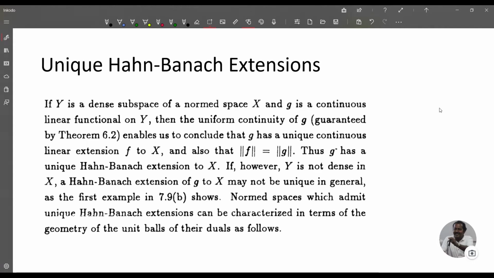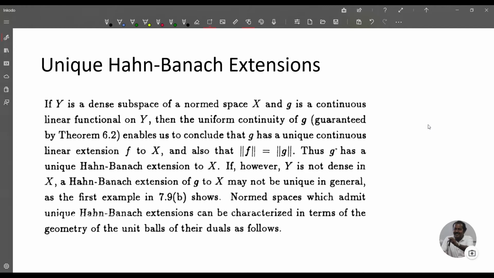Today we discuss unique Hahn-Banach extensions. If Y is a dense subspace of a normed space X and G is a continuous linear functional on Y, then the uniform continuity of G enables us to conclude that G has a unique continuous linear extension F to X, and also that norm F equals norm G. Thus, G has a unique Hahn-Banach extension to X if Y is a dense subspace of a normed space X.